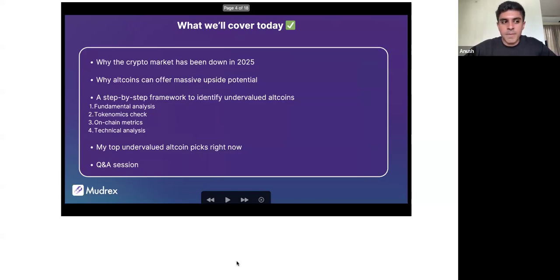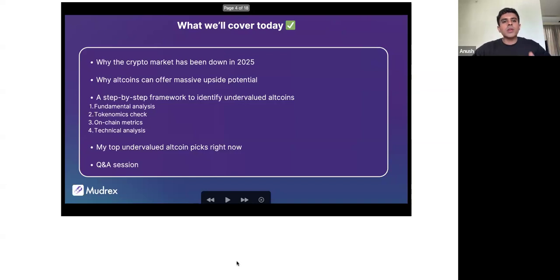All right. Now, people often say, hey, you got lucky with that altcoin pick. But honestly, more often than not, it's not luck. It's research, it's effort, it's the hours spent reading white papers, checking tokenomics, looking at charts, and understanding market sentiment. And that's exactly what this session is here to help you with.